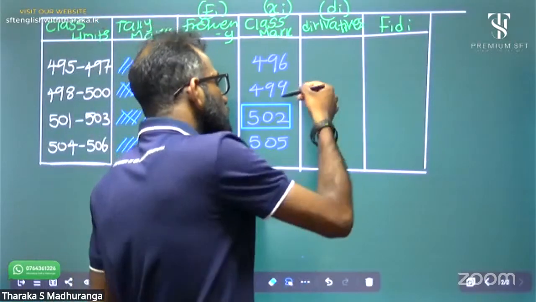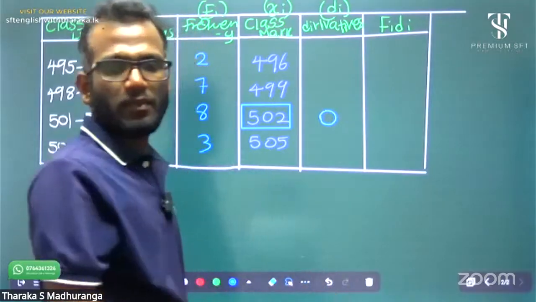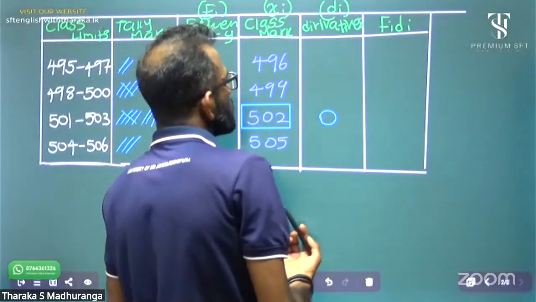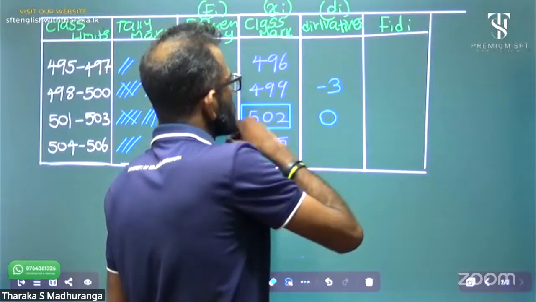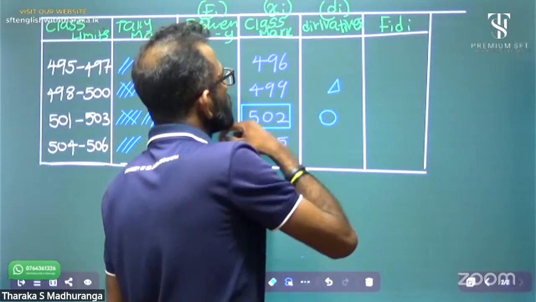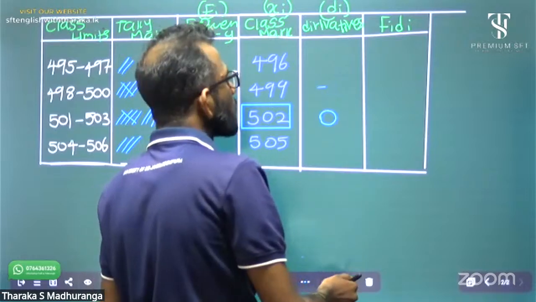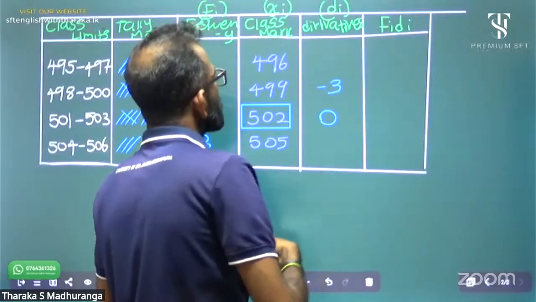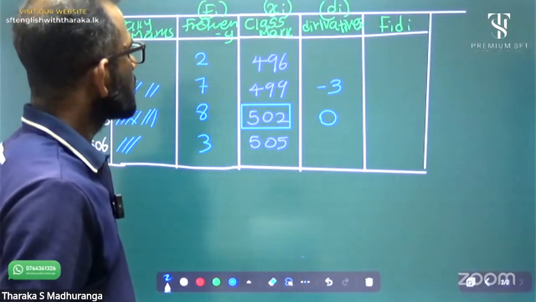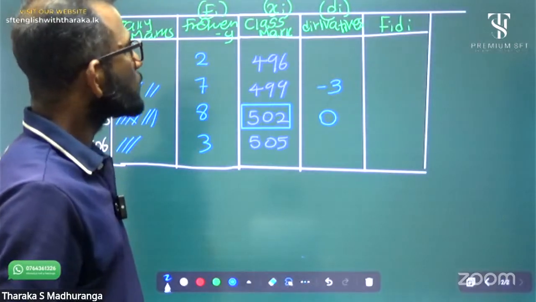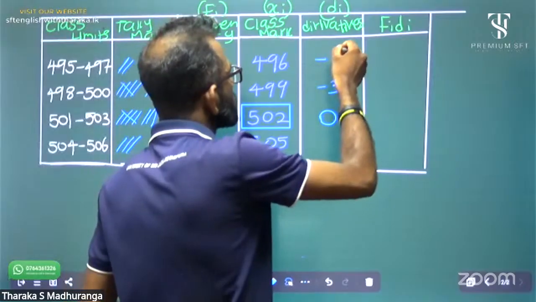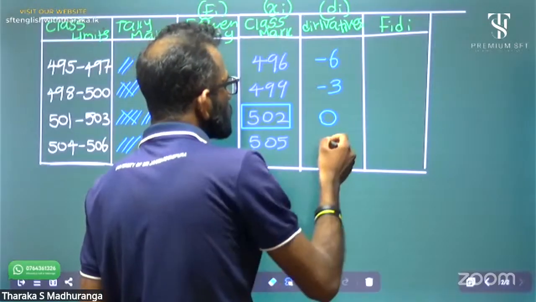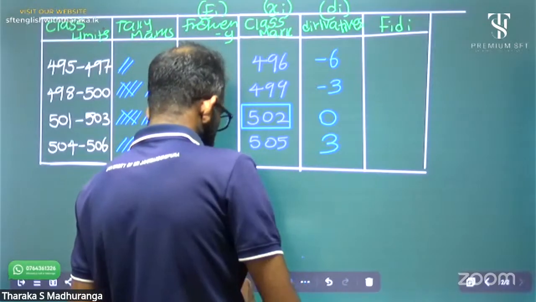502 is assume mean now. Okay, deviation: 502 minus 502, it is 0. 499 minus 502, it is minus 3. 496 minus 502, it is minus 6. 505 minus 502, it is plus 3. Hurry.